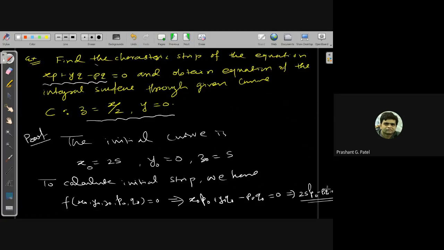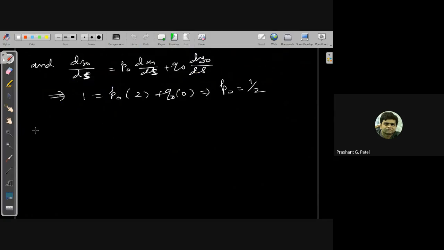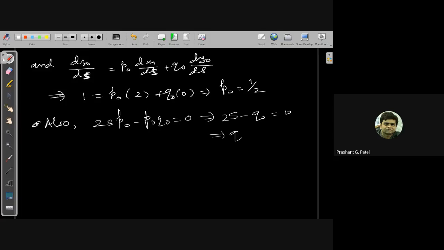You will have now q0, and also 2s p0 minus p0 q0 equal to 0 we already have. As p0 is 1 by 2, if we substitute here, we get s minus q0 by 2 is equal to 0. So the value of q0 is 2s. So this is the p0 and q0. So that's why the initial strip has only one solution. Here is a unique solution.